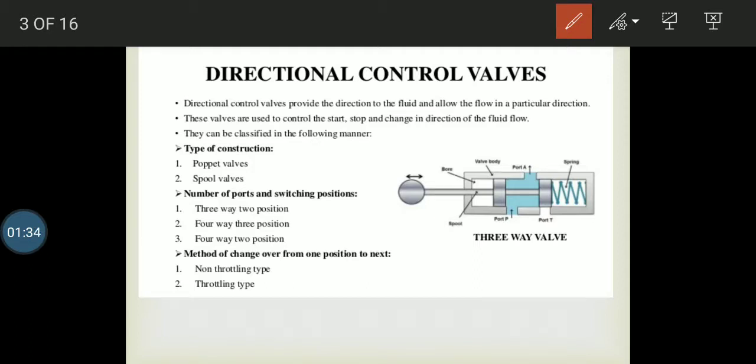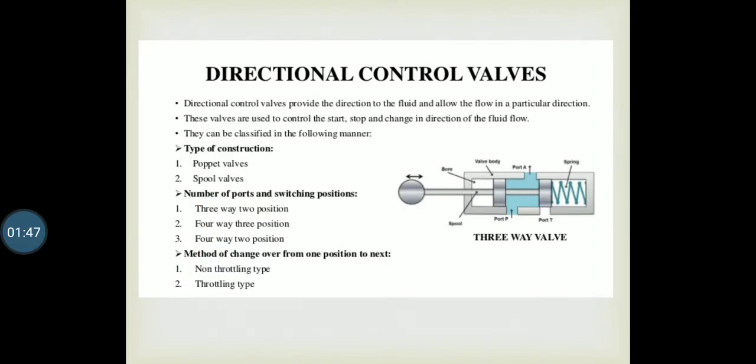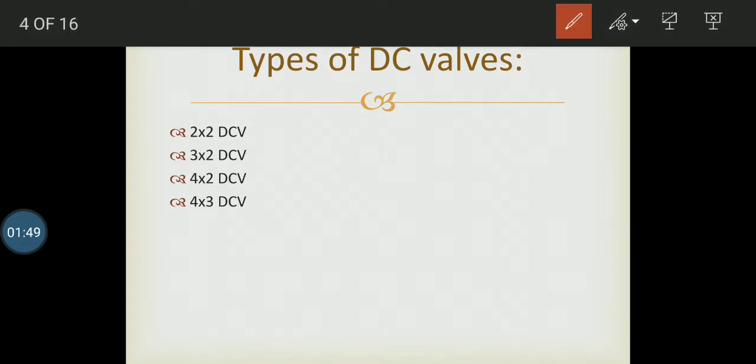We also have three-way two positions, four-way three positions, four-way two positions. These are all classifications, and based on these we are going to study in detail. The types of DCV in our syllabus are 2x2, 3x2, 4x2 and 4x3.